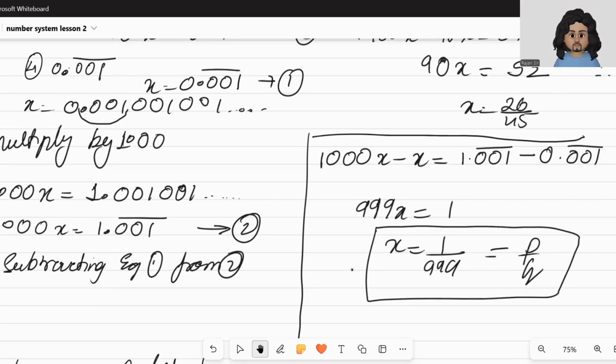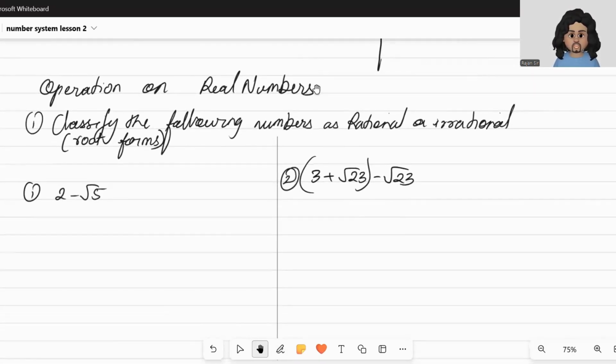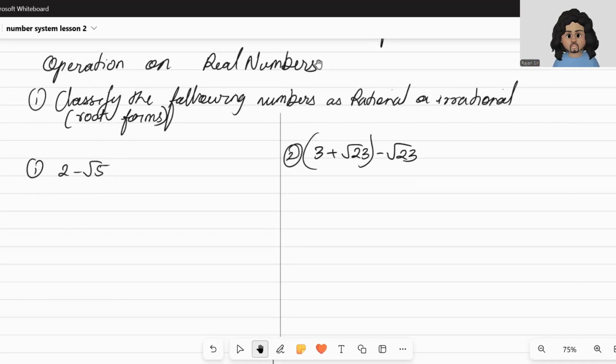Let's go to the next one, operation on real numbers. Now in this case, you will be learning about or dealing with root numbers in general. The first question is very simple. Classify the following number as rational or irrational, that is in the root form.